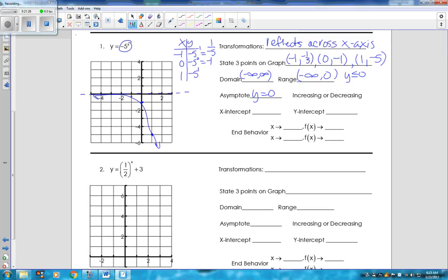Now when you read it, don't follow the arrows. You read it from left to right. What is this doing? Is it going up or down? So it's decreasing. Where does it cross the x-axis? It doesn't. Remember, it gets closer and closer to the asymptote. So there is no x-intercept. Put none. Yeah, 0, 0 is a point. Now, does it have a y-intercept? Yes.